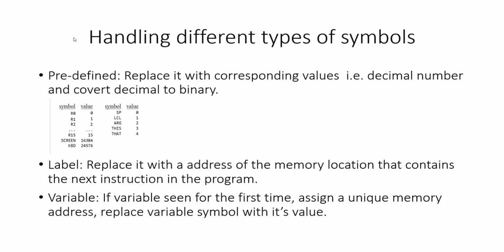The last type of symbol is a variable symbol. So any symbol XYZ in the assembly language program, which is not predefined and is not accompanied by a label declaration statement, is a variable. So if variables are seen for the first time, we assign a unique memory address to it and we replace the variable symbol with its value.